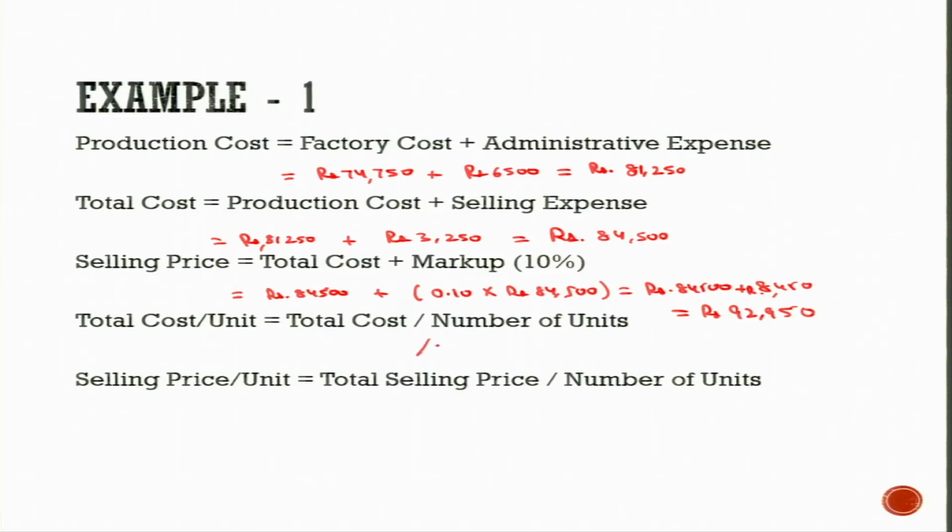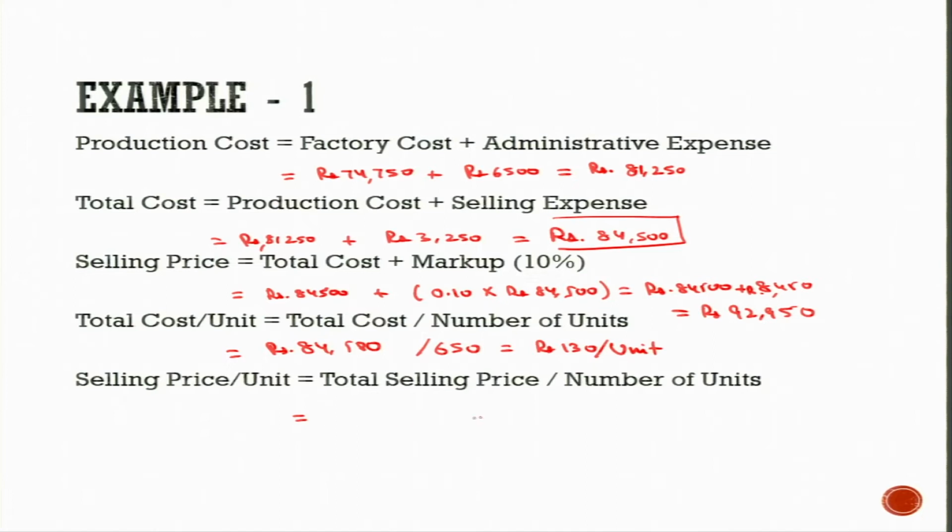Next, the total cost per unit is equal to total cost divided by the number of units. The number of units is given there, 650 units. The total cost we have is rupees 84,500. This is equal to rupees 130 per unit.